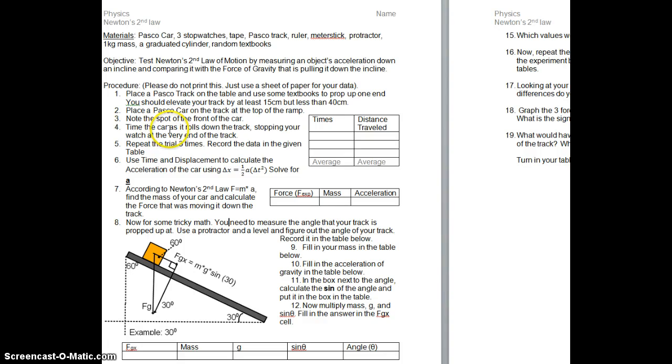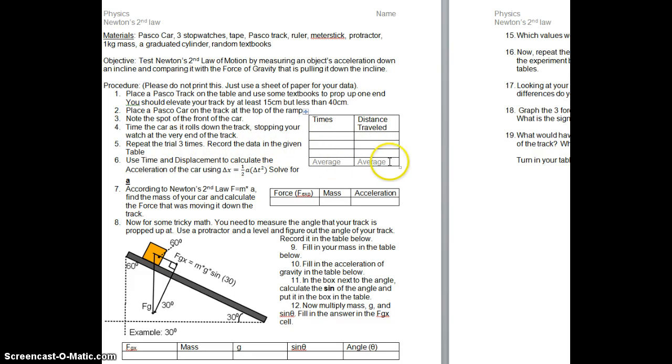Then time the car as it rolls down the track, stopping your watch at the very end of the track. I say the very end, but perhaps a little short of the end is a good idea. It's hard to pinpoint that exact ending point. Repeat 3 times, of course, recording your data here.